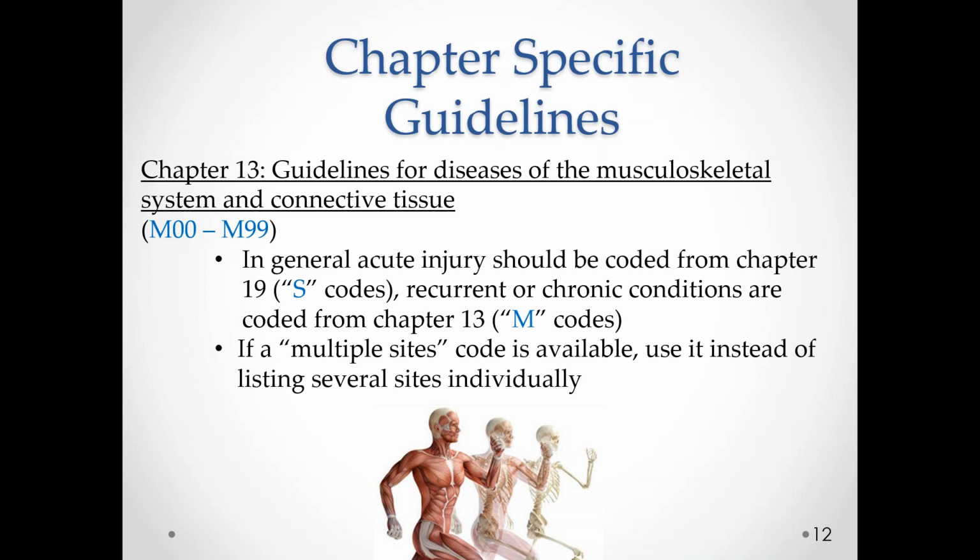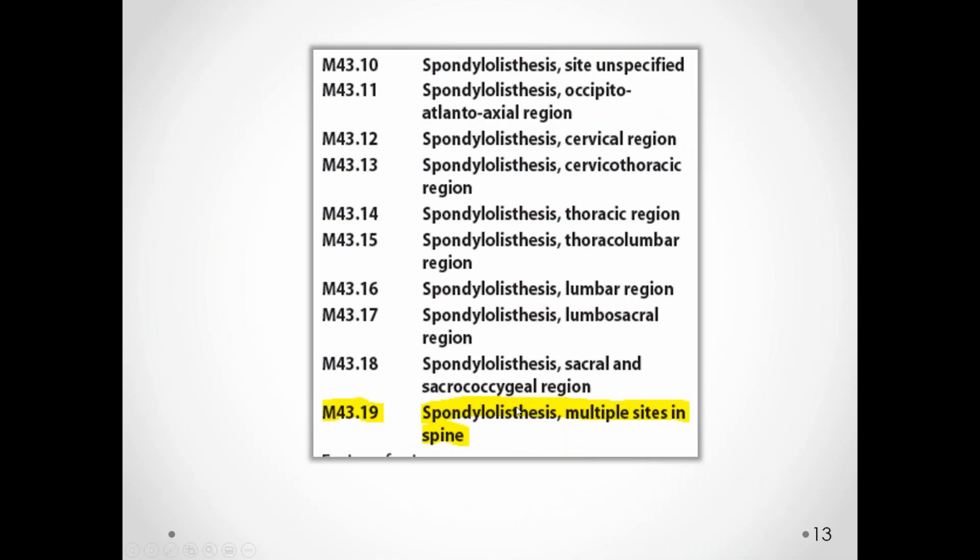Now, a little side note here, if there's a multiple sites code available, then you're supposed to use it instead of listing several sites individually. Let me show you an example of that. If you look at spondylolisthesis, it's M43.1. There is a code there, M43.19, that includes multiple sites. So if someone has spondylolisthesis in one region, then you pick one of the other codes. But if they have it in multiple sites, then it would span several codes. They don't want you to list all the different codes. They want you to pick the M43.19, which has multiple sites, and then your documentation could reflect the specific areas. All right, that's just a guideline.